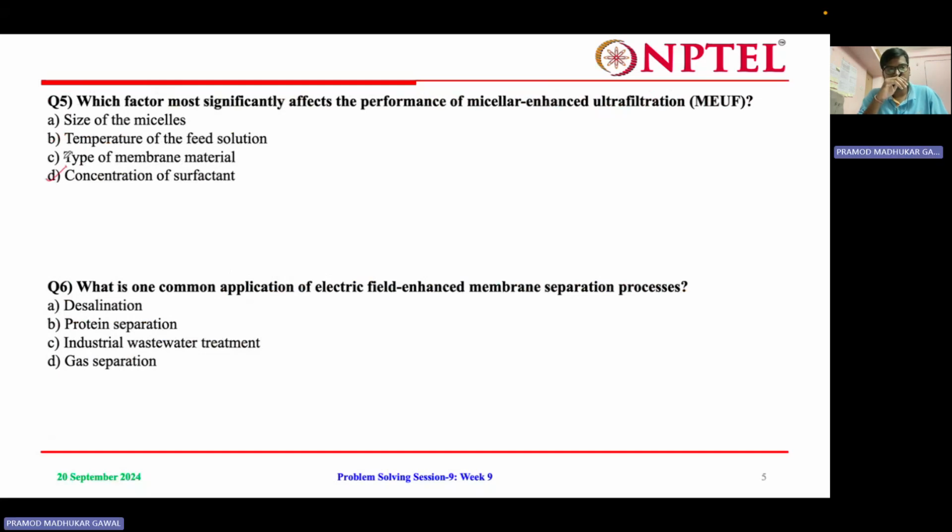Moving to question number 6: what is one common application of electrical field enhanced membrane separation process? Generally, this electrical field enhanced membrane is used in biotechnological applications, such as protein separations. Option B is correct.